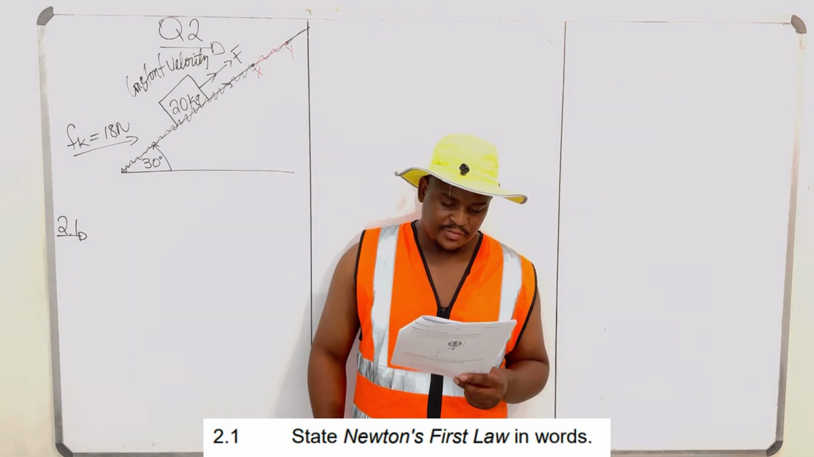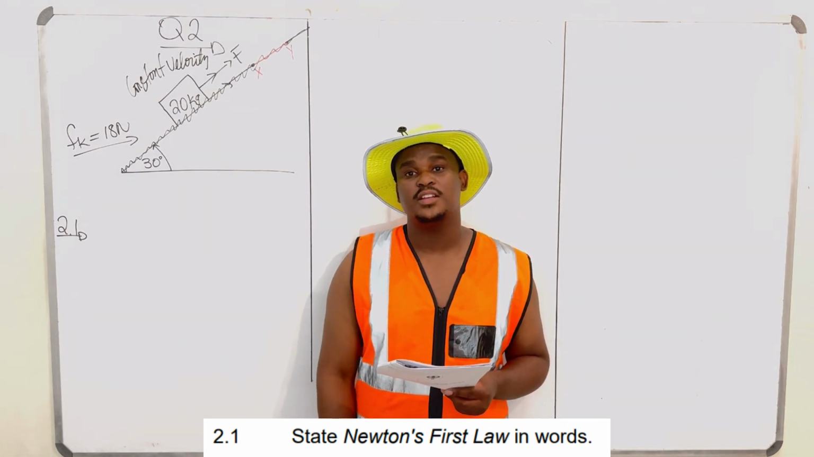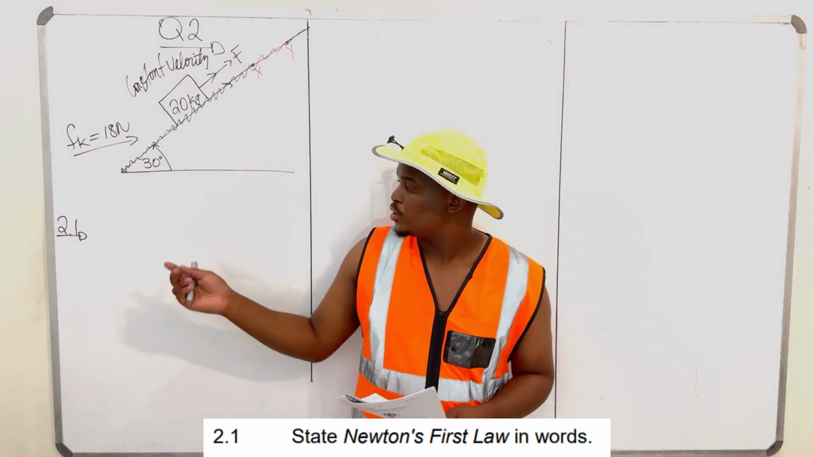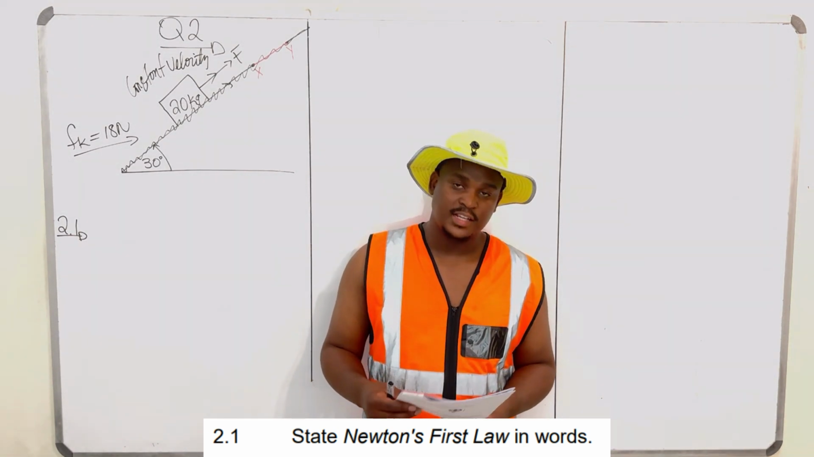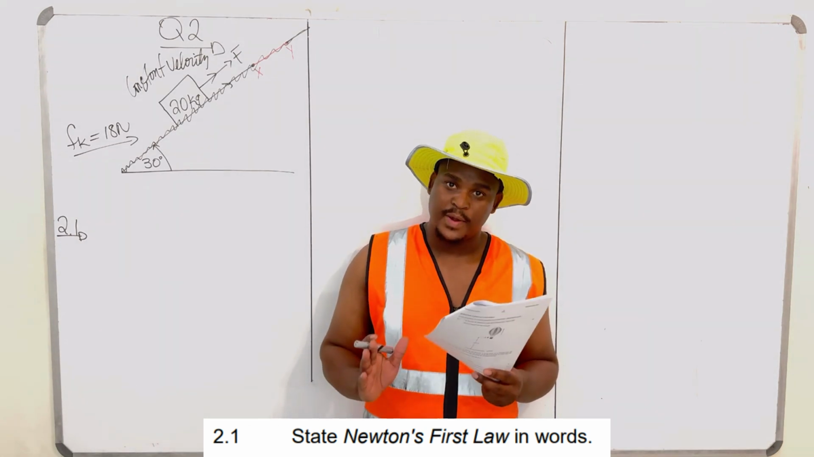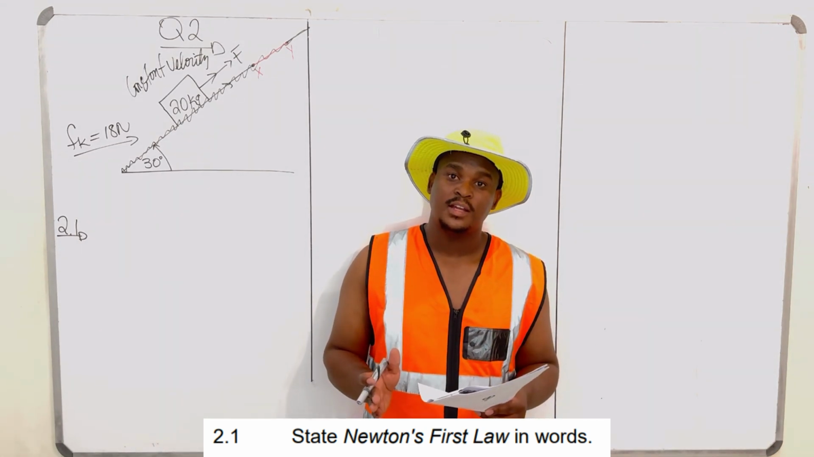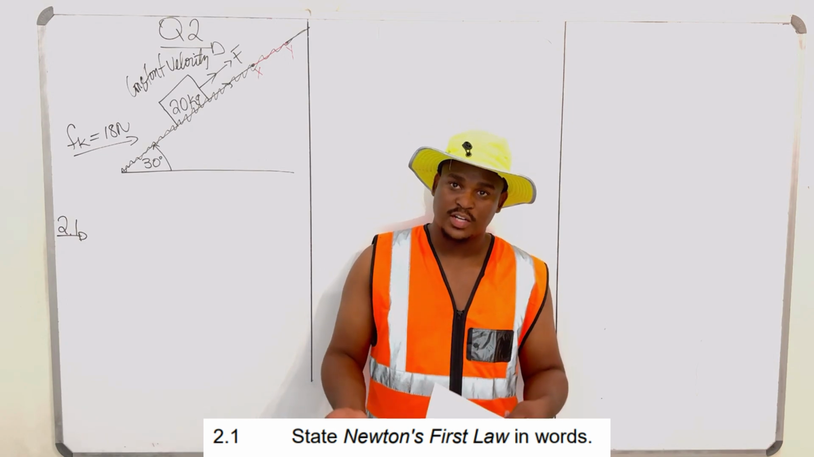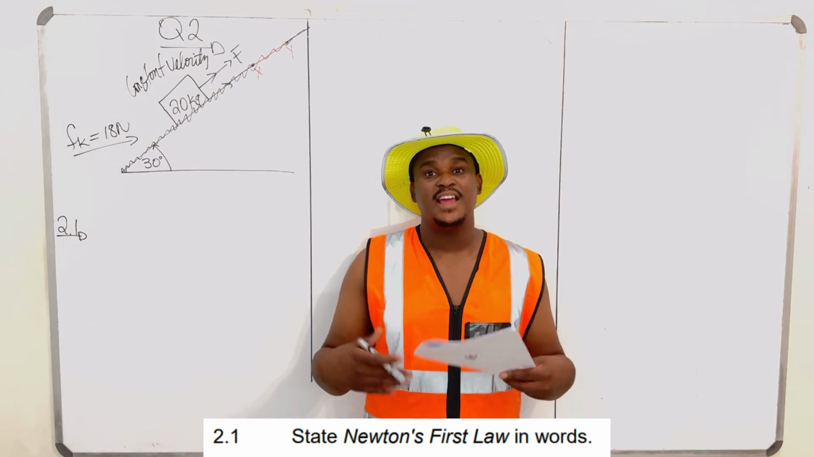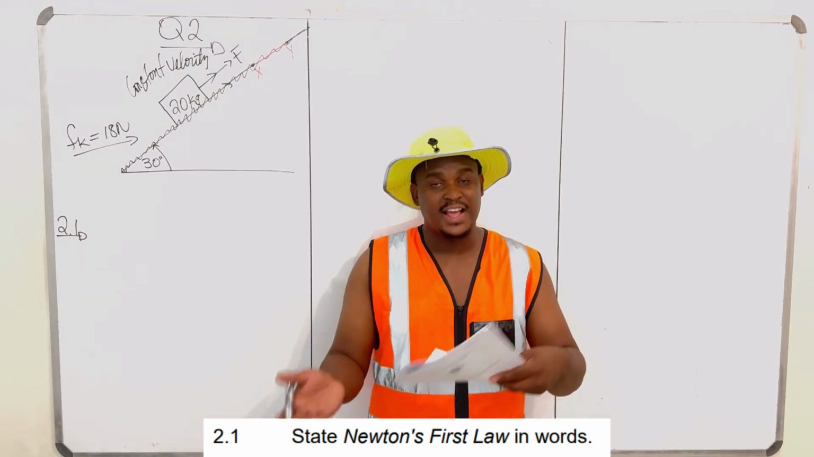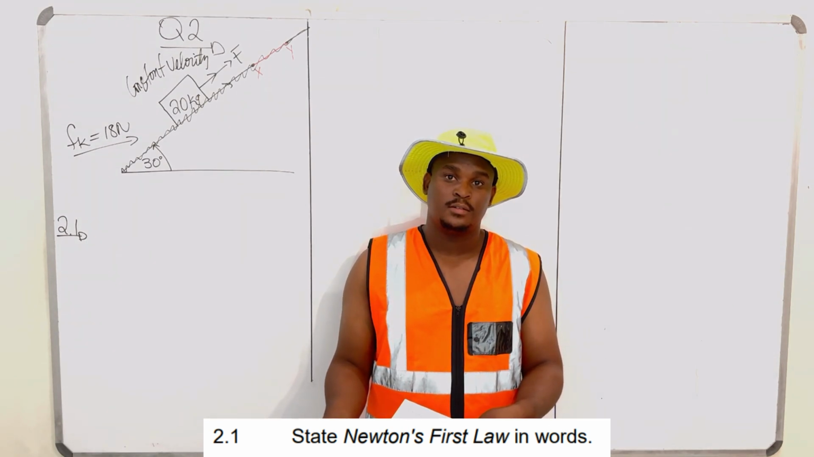2.1, state Newton's first law in words. They want us to state Newton's first law in words. I'm not sure if I should write that down. But Newton's first law states that an object at rest will remain at rest, and an object in motion will remain in motion at a constant velocity or at a constant speed in a straight line unless an unbalanced force acts on the object. Right?